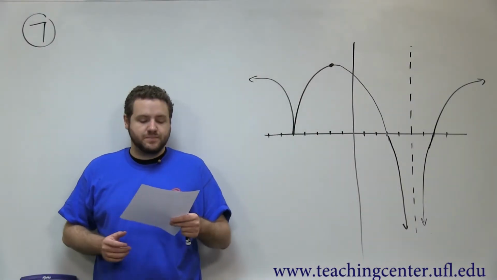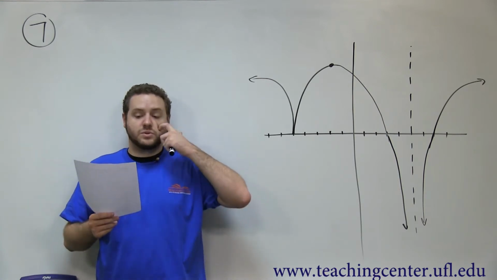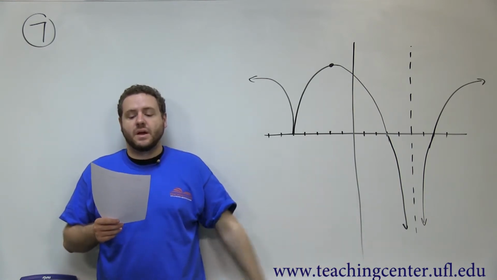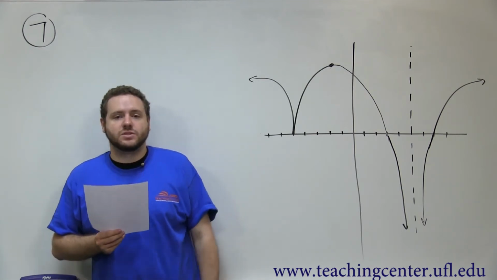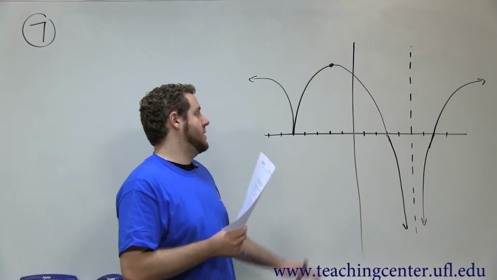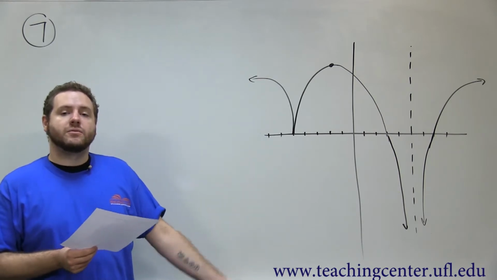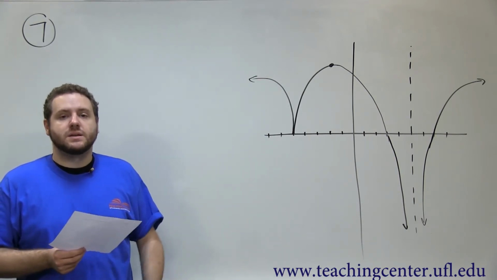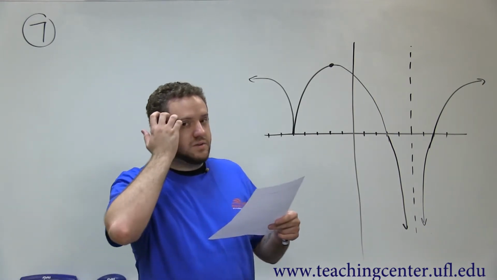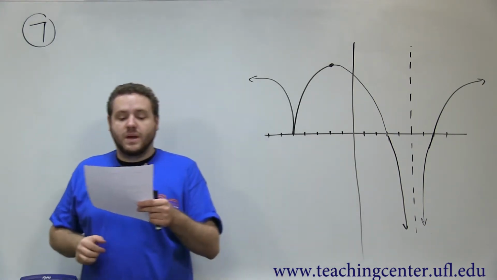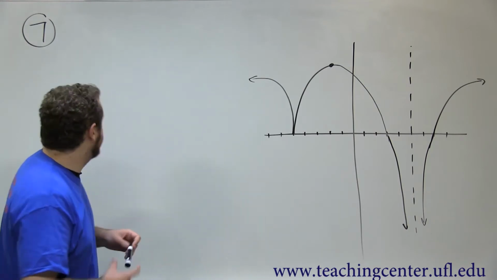For problem number 7, we're given a graph here, which we're told is the graph of the derivative, f prime, for a continuous function f. So we're looking at a graph of the derivative, and we know that the function itself is continuous. We need to keep that in mind for answering these questions. For part A, we have: where does f of x have critical numbers?